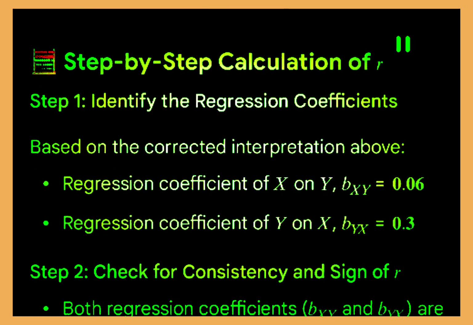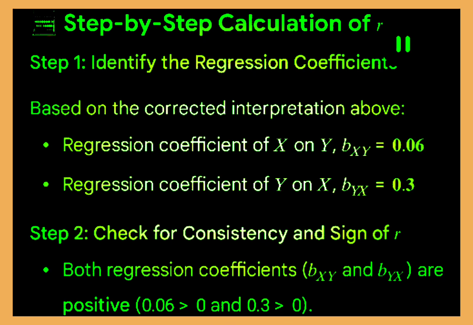Step-by-step calculation of r. Step 1. Identify the regression coefficients. Based on the corrected interpretation above, the regression coefficient of x on y, b_xy, equals 0.06. The regression coefficient of y on x, b_yx, equals 0.3.